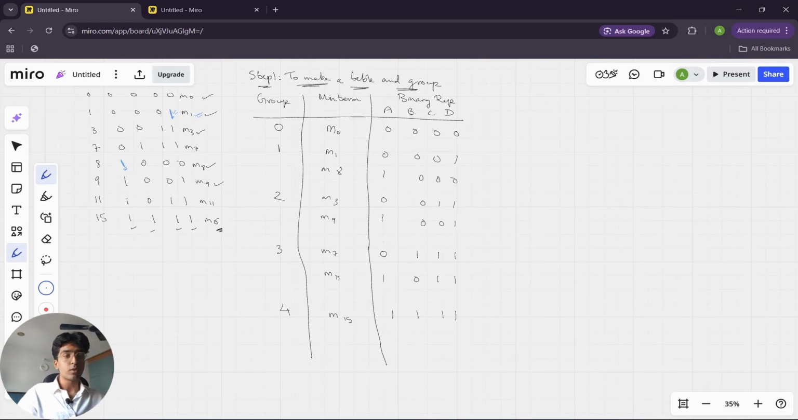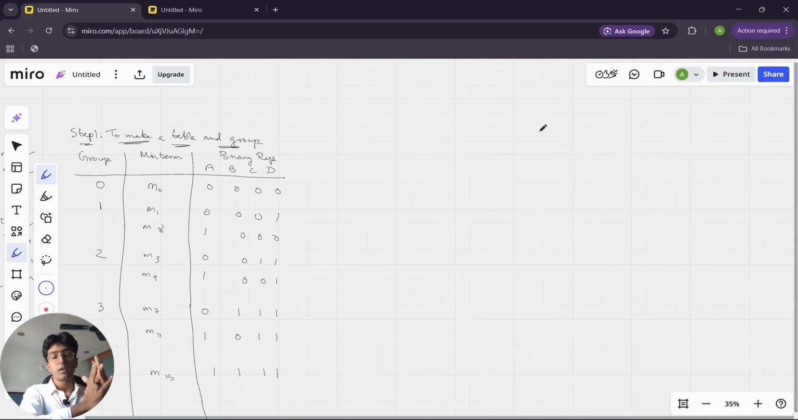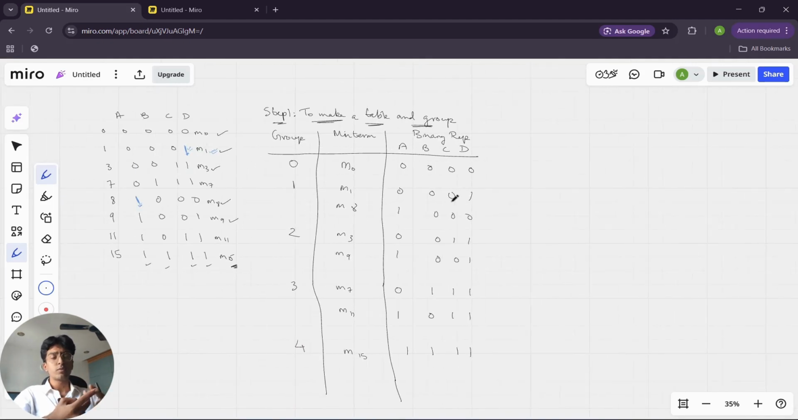Now what's step 2? Step 2 में क्या करना है? We'll have to make a matching pair. What's a matching pair? Matching pairs are two minterms. When we compare two groups, group n and group n plus 1, n group बोले तो will pick the first group and the group after that. So that is what n plus 1 means.